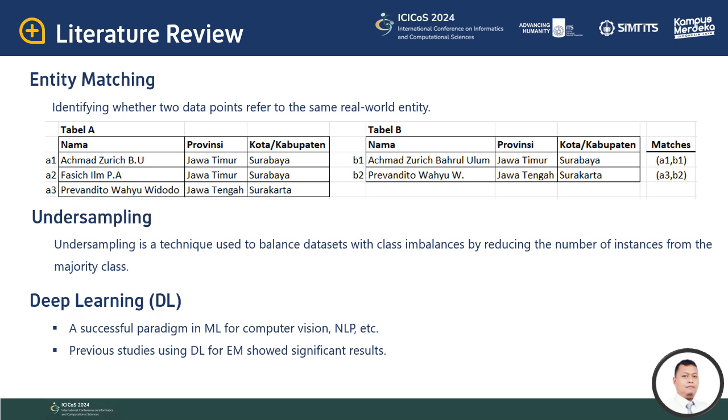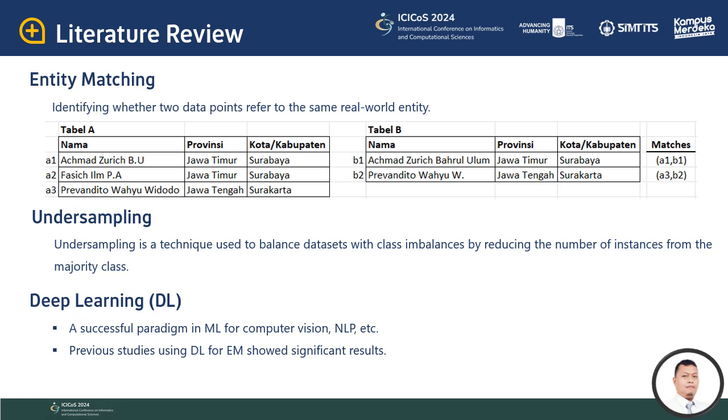Let's dive into the literature review, starting with entity matching. Entity matching involves identifying whether two data points refer to the same real-world entity. This is a common problem in data management, especially when dealing with large data sets.